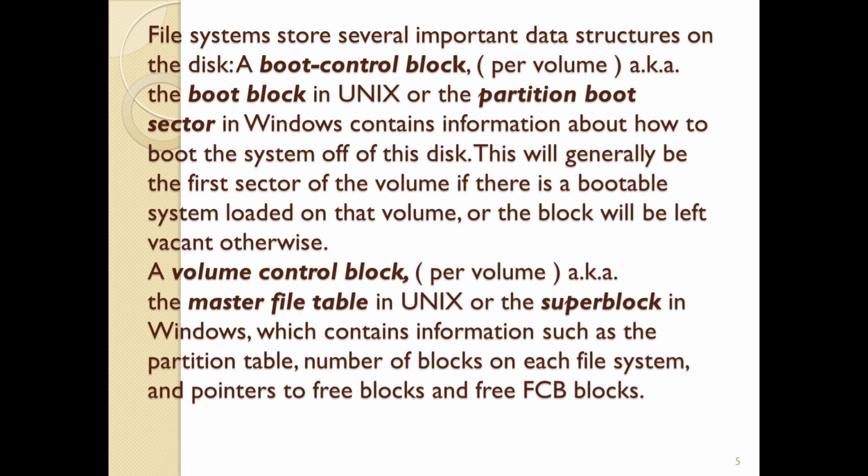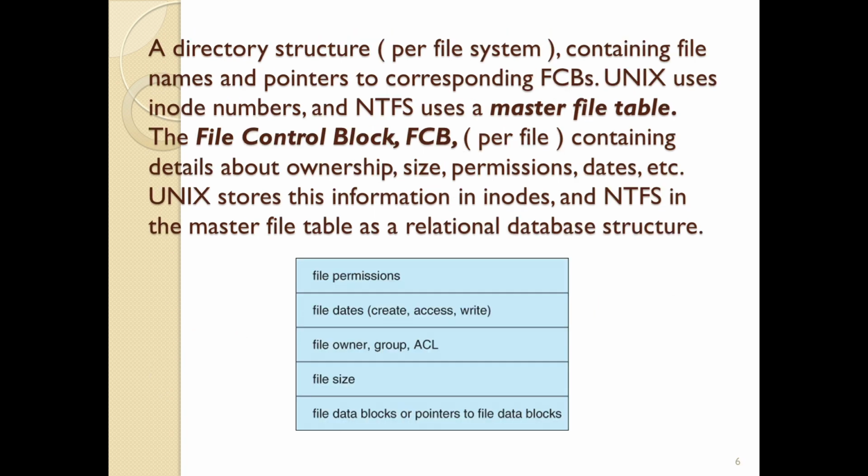A volume control block, also known as the master file table in Unix or the superblock in Windows, contains information such as the partition table, the number of blocks in each file system, and pointers to free blocks and free FCB blocks. A directory structure per file system contains file names and pointers to corresponding FCBs. Unix uses inode numbers and NTFS uses a master file table. The file control block, or FCB, contains details about ownership, size, permissions, dates, etc. Unix stores this information in inodes, and NTFS in the master file table as a relational database structure.